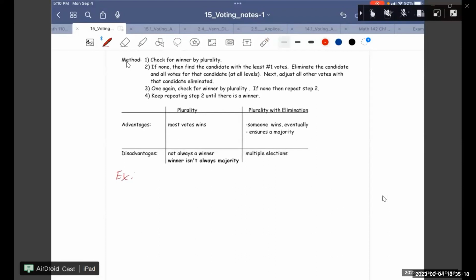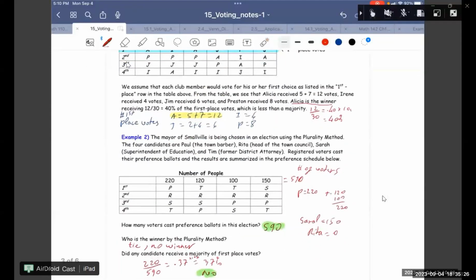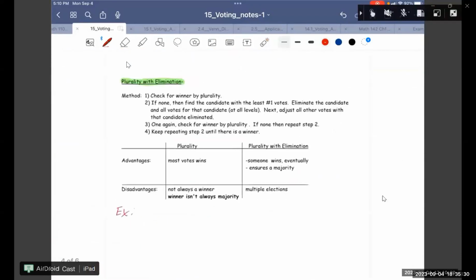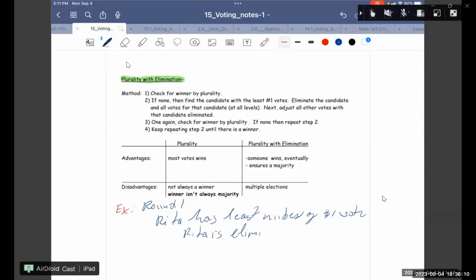So for round one, as we can see, because Rita had a zero, Rita has no number one votes. So Rita is eliminated.